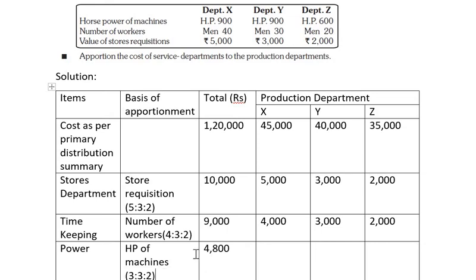So it will be 3:3:2. Now if you are going to divide it, the total will be 3 plus 3 is 6, 6 plus 2 is 8. 4,800 multiplied by 3 divided by 8, it will be 1,800. Next will be 4,800 multiplied by 3 divided by 8, it will again come to be 1,800. Next will be 4,800 multiplied by 2 divided by 8, it will be 1,200.